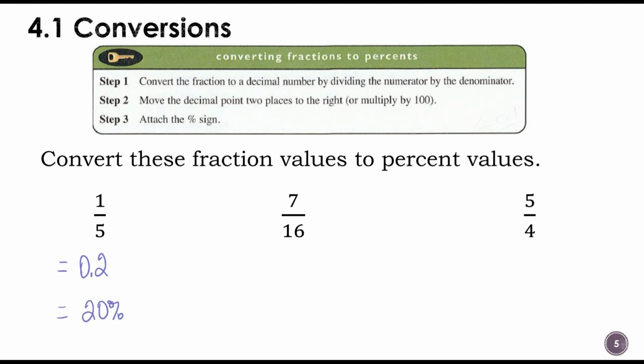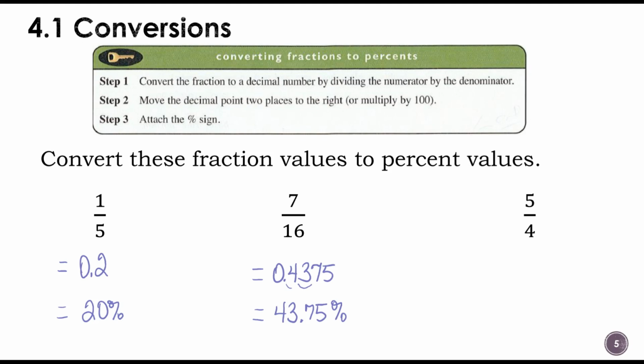7 divided by 16 is 0.4375. As a percent, that would be 43.75. Because remember, we moved that decimal 2 places to get the decimal in the correct place for going from decimal to percent, and then don't forget to put your percent symbol.